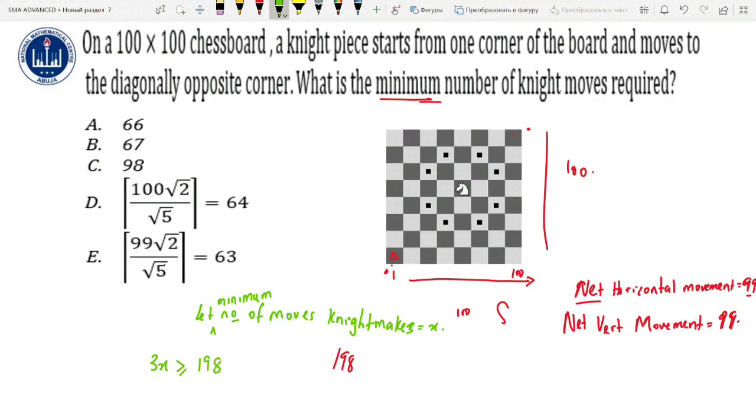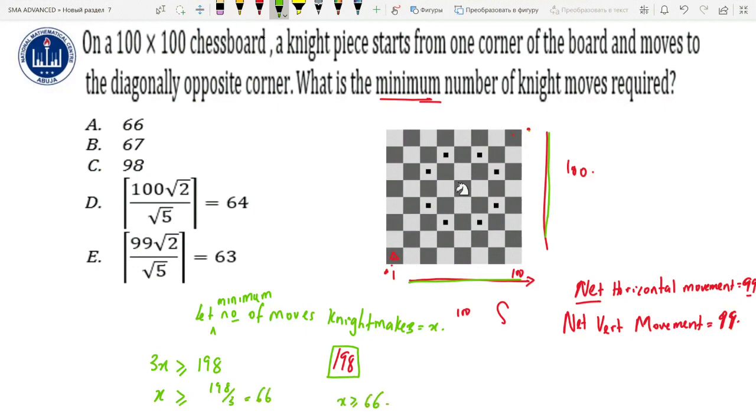So why should this inequality be true? It should be true because we need to move at least 198 boxes to arrive at this top right corner. Why? Because we found out that the net distance is 99 on the horizontal axis and 99 on the vertical axis. So it must cover at least 198 squares. So from here, the inequality is that x should be at least 198 over 3. That is 66. So x should be at least 66.